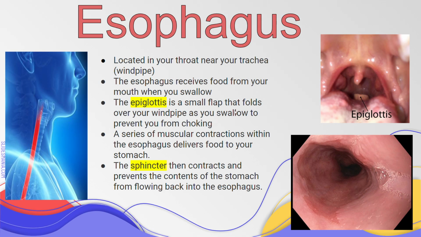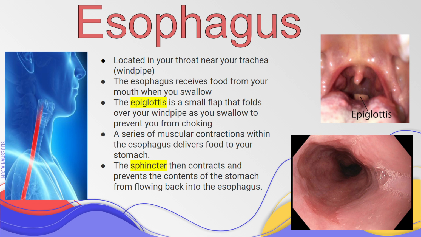So our esophagus is basically located in our throat, which is next to our windpipe, right? The esophagus will receive that food from your mouth when you swallow. Then the epiglottis, which is a small flap that falls over your windpipe, will go over and prevent you from choking when you swallow. And then a series of muscular contractions within the esophagus would deliver that food into your stomach.